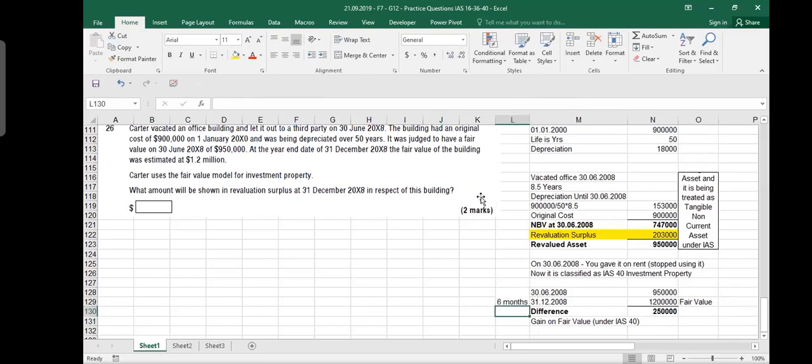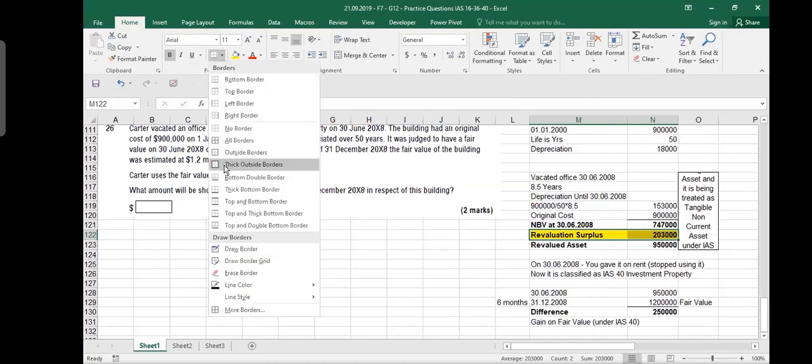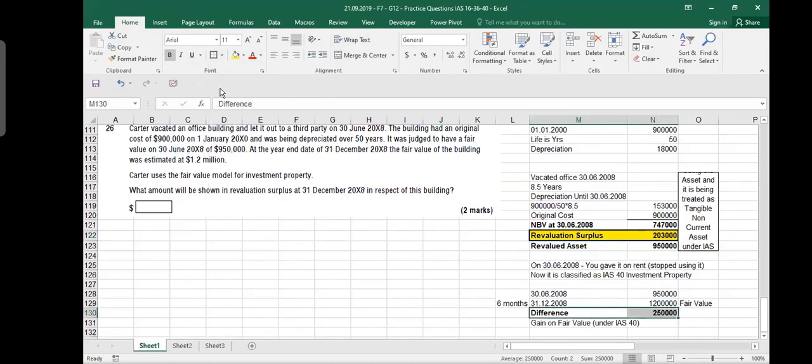Now, what is the question? The question says, what amount will be shown in the revaluation surplus at 31st December? Now, I've got two amounts. Two times the asset is increasing in value. Asset increases in value at this point, and then asset increases in value at this point. These are the two increases in the value of the asset. Are you people with me? Yes, sir.